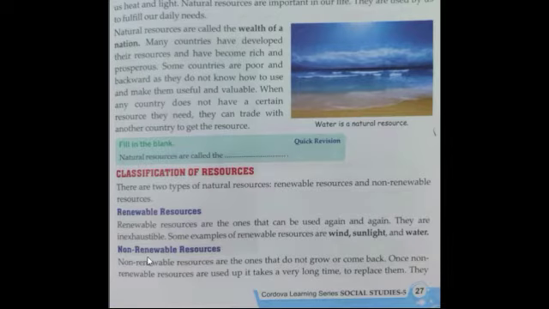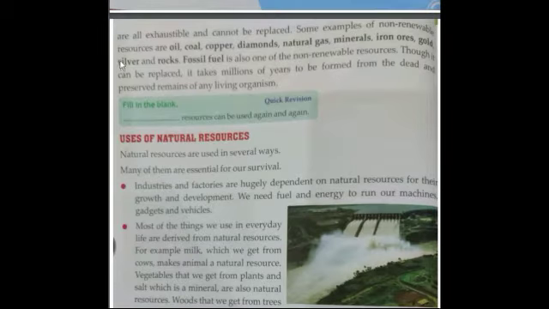Now, non-renewable resources. Non-renewable resources are the ones that do not grow or come back. Once non-renewable resources are used up, it takes a long time to replace them. They are all exhaustible and cannot be replaced. Some examples of non-renewable resources are oil, coal, copper, diamonds, natural gas, minerals, iron ores, gold, silver, and rocks.